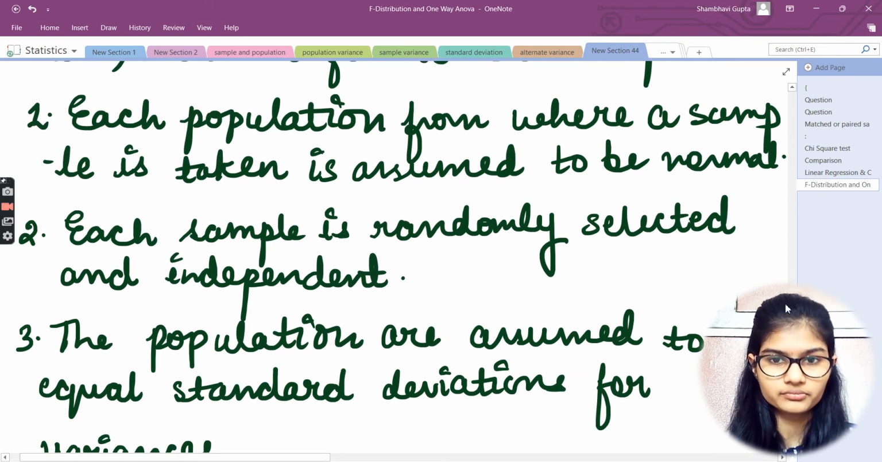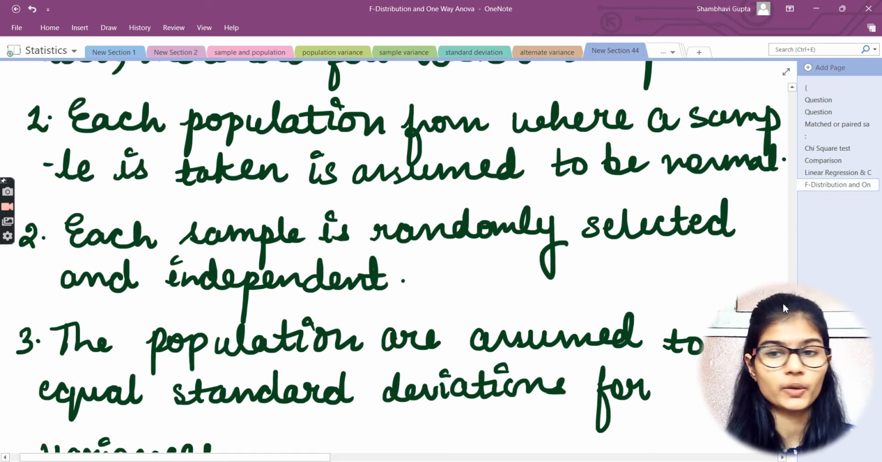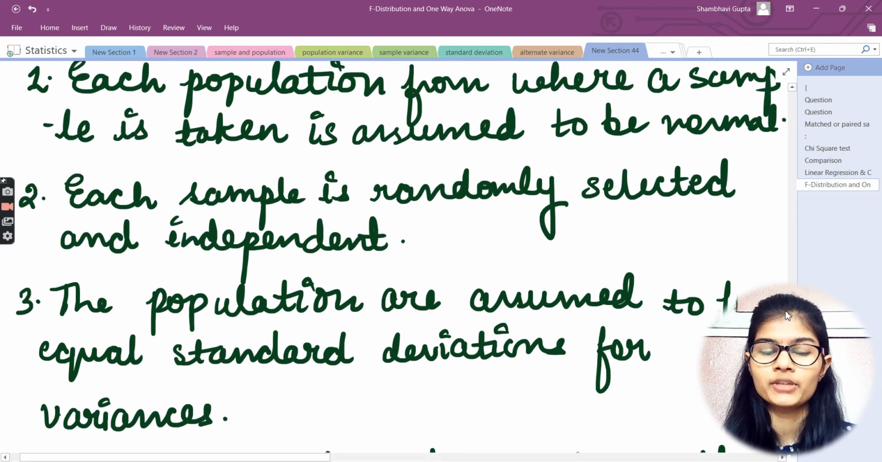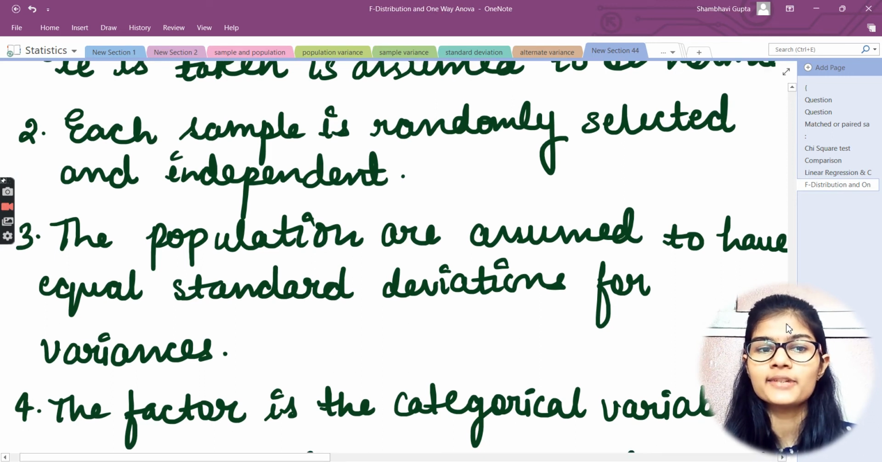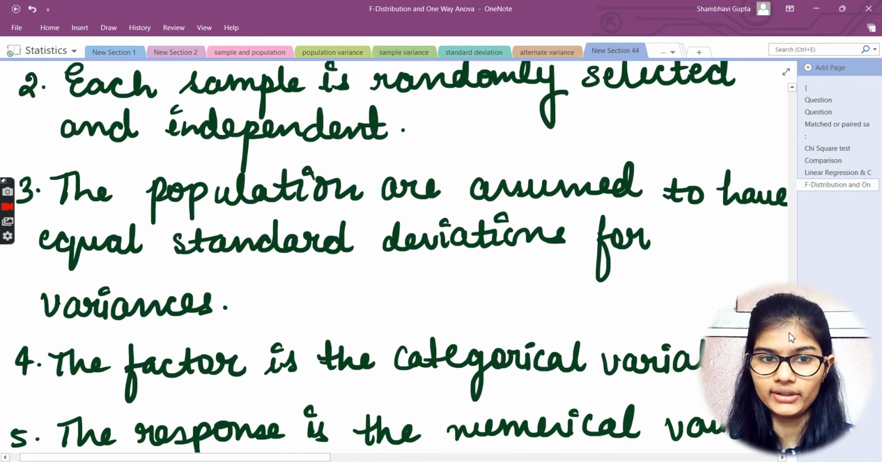Each population from wherever you are taking, and from which a sample is taken, is assumed to be normal only, right? Hope I am very clear with this. So the population from where a sample is taken is assumed to be normal. Moving to point number 2, each sample is randomly selected and independent. So the samples you have are, first of all, randomly selected, and second, independent.